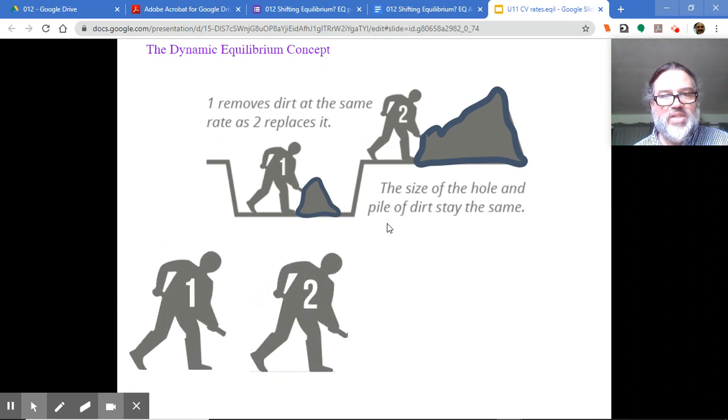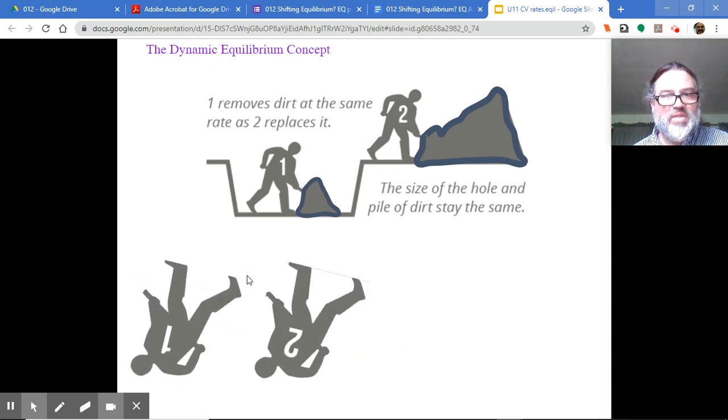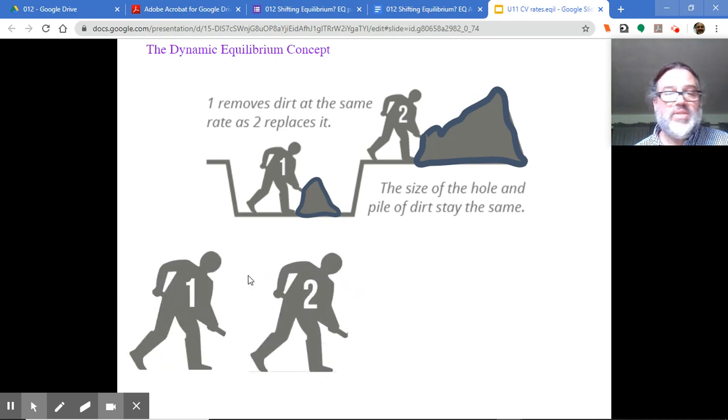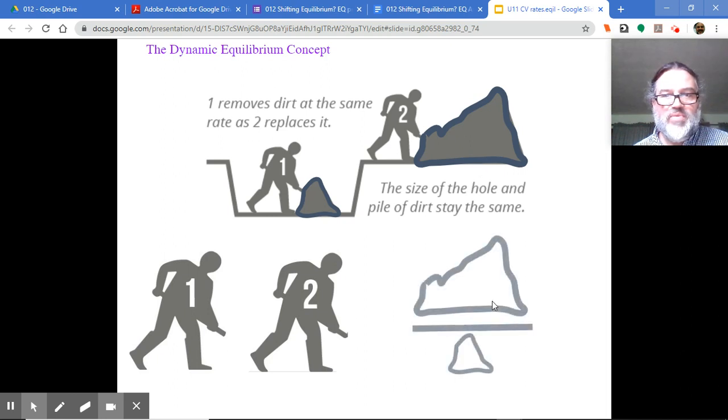And as long as they move the dirt at the same amount of time, as one puts a shovel full of dirt up here and two puts a shovel full of dirt up here, they'll start doing that continuously. That just never stops. That's a dynamic equilibrium. What we can observe, though, is that some things won't change. This pile of sand and this pile of dirt will stay the same.